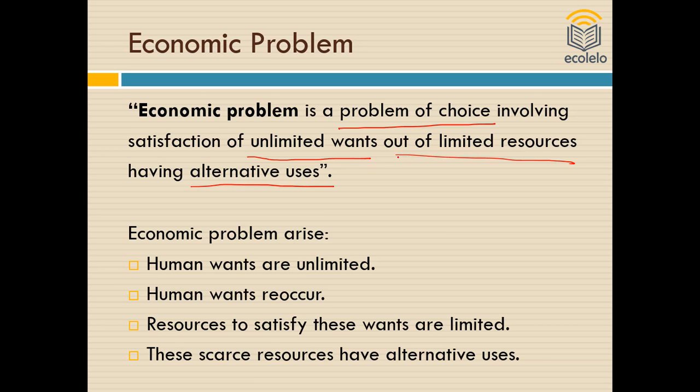Now you need to understand this. This is the basic fundamental thing, that economic problem is a problem of choice. So economic problem arises because human wants are unlimited. One more thing, human wants reoccur. Resources to satisfy these wants are limited, and these scarce resources have alternative uses.